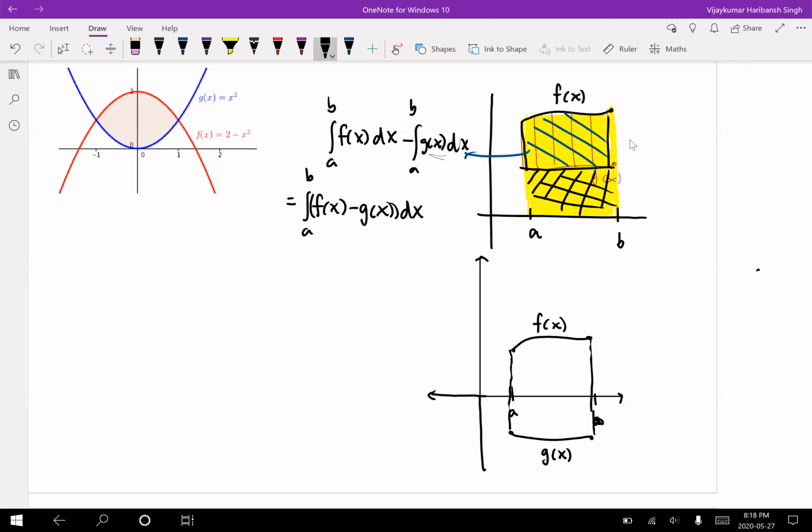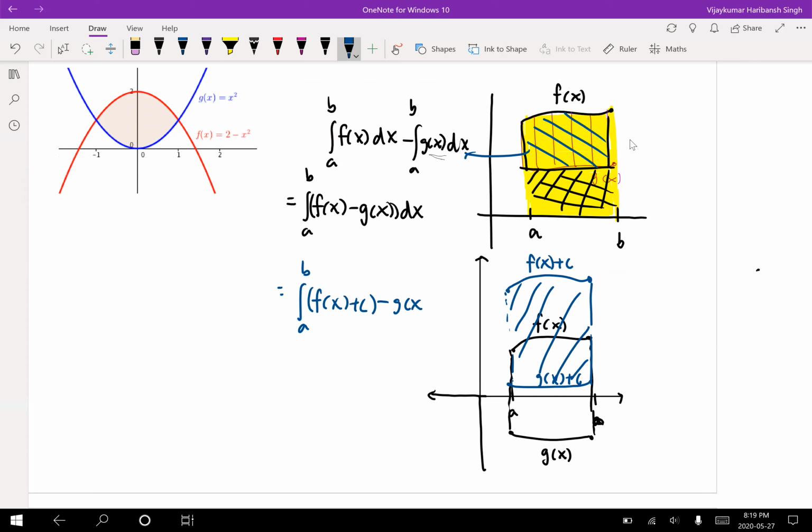You add a big enough constant, so this will move up, right? So if you add a big enough c, you will see that this will be f of x plus c, and this is going to be g of x plus c. And the area between these two curves will remain the same. What is the area between these two curves? This area is going to be the integral from a to b of f of x plus c minus g of x plus c dx, which gives the same as the integral from a to b of f x minus g x dx. So this is how you compute the area between two curves: the upper curve minus the lower curve.